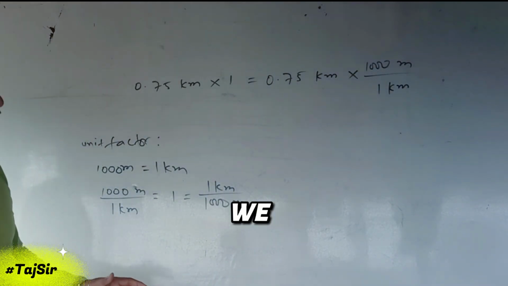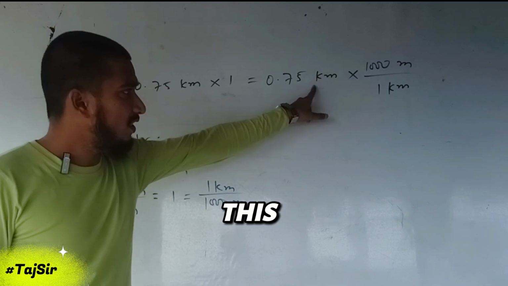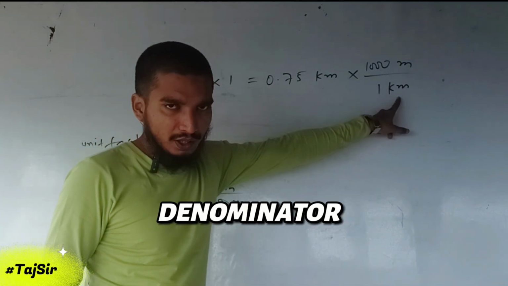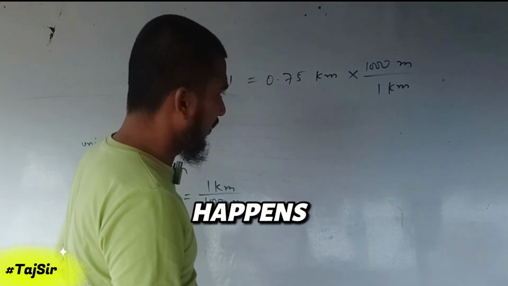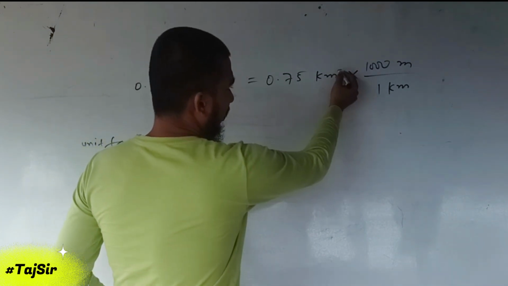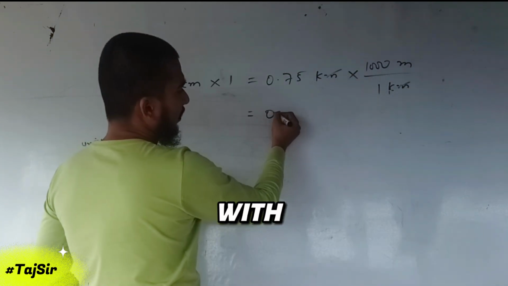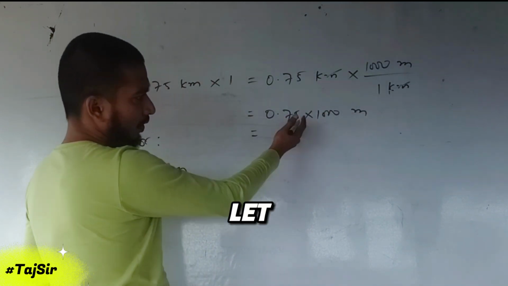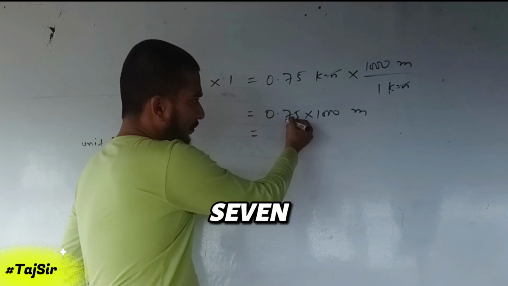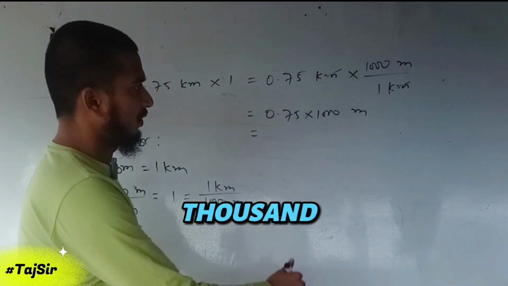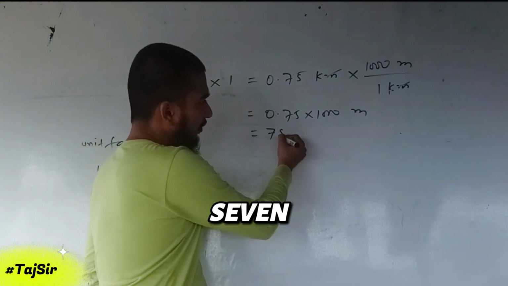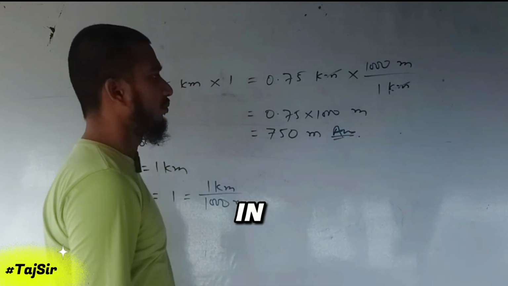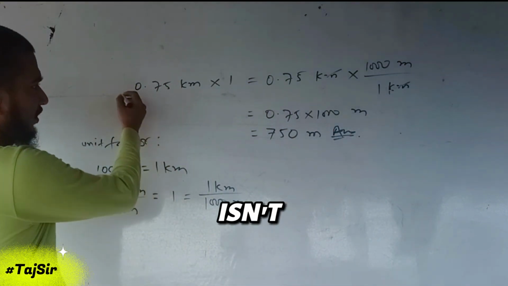Why? Because we don't want kilometer, and this kilometer will be cancelled only if we have another kilometer in the denominator. Now let us see what happens. The kilometer gets cancelled and we are left with 0.75 into 1000 meter. Let us multiply it: 0.75 into 1000 becomes 750 meter. That's our answer in meter. It is easy, isn't it?